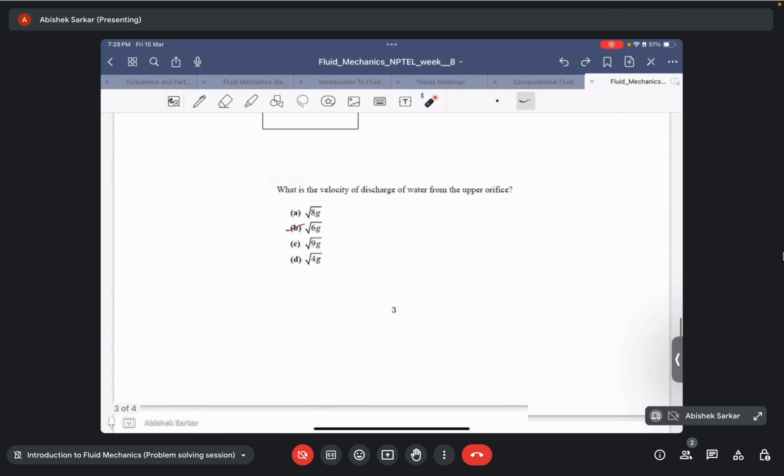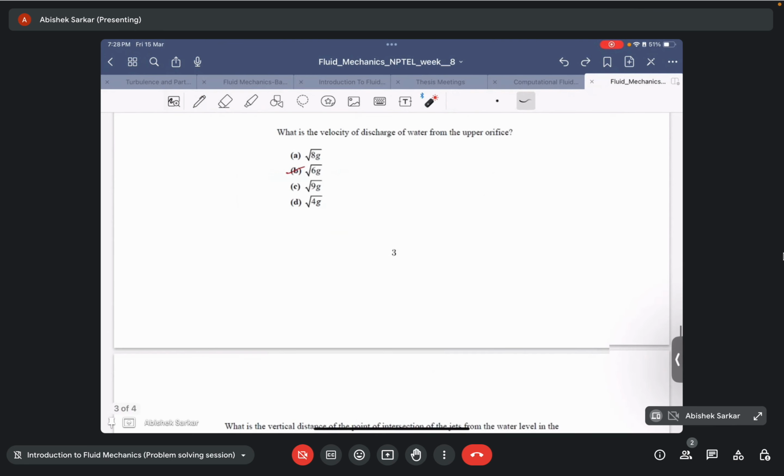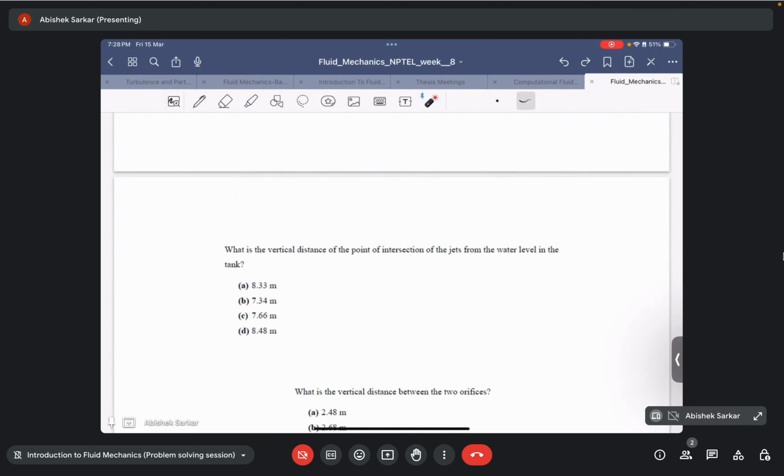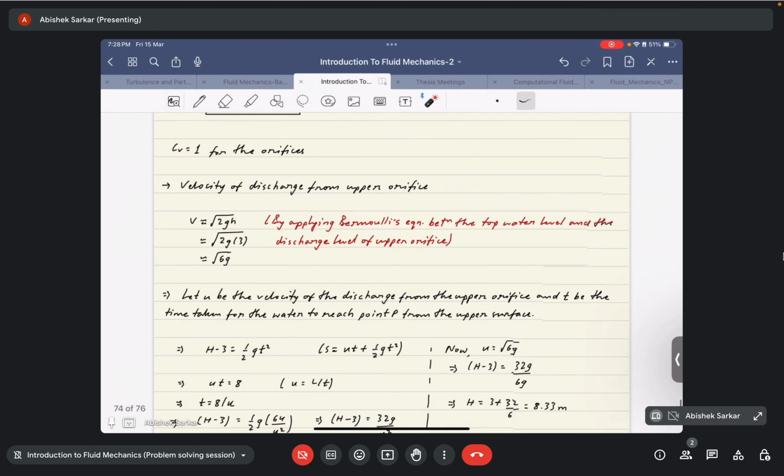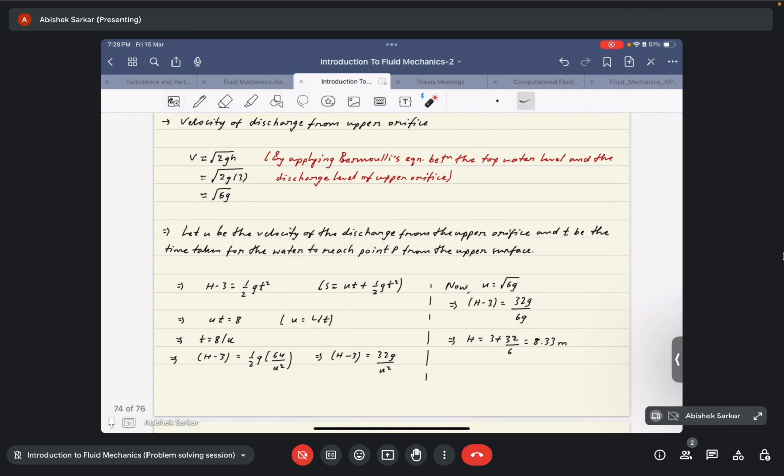So we apply the equation of kinematics of motion. We apply the equation s is equal to ut plus half gt squared. Now let u be the velocity of discharge from the upper orifice and t be the time taken for the water to reach point P from the upper surface.